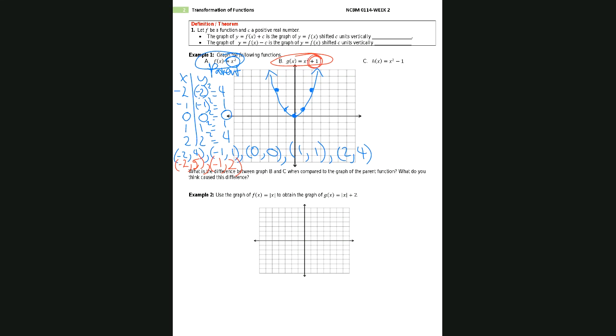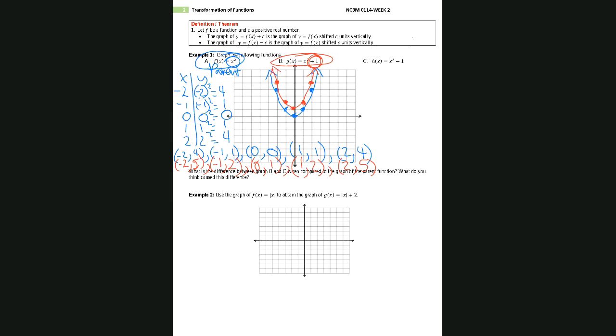This will be 0, 1. Here we'll have 1, 2. And here we'll have 2, 5. So let's go ahead and plot those points. -2, 5, -1, 2, 0, 1, 1, 2, 2, 5. And now I'm going to connect them with a smooth curve.